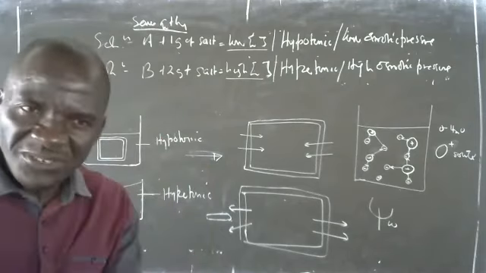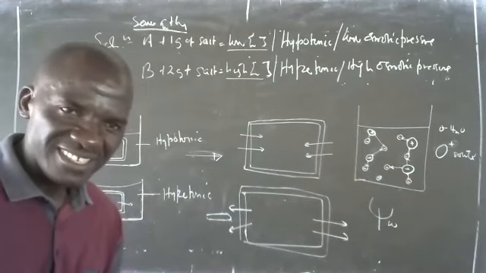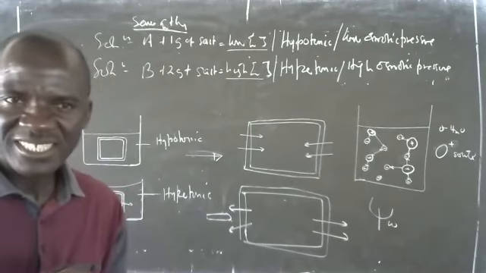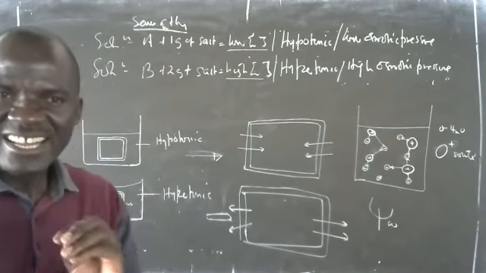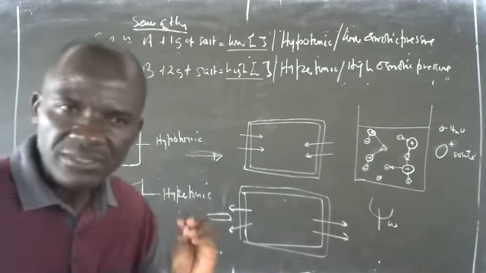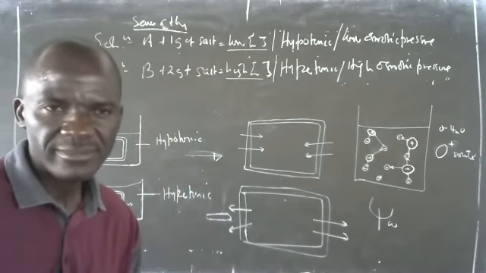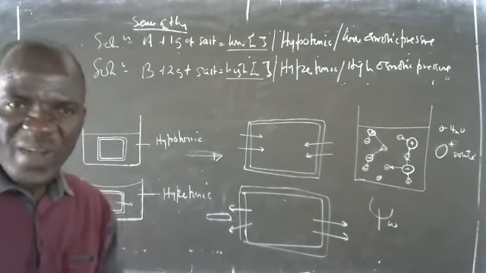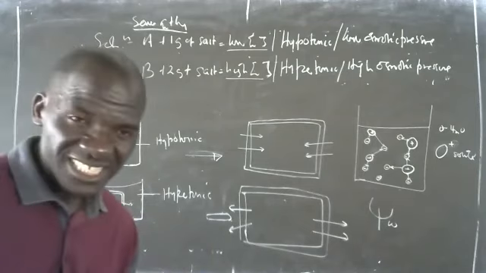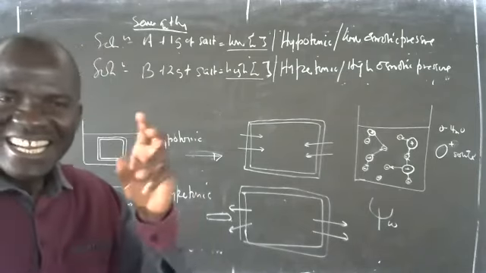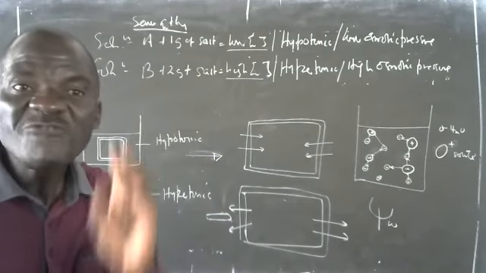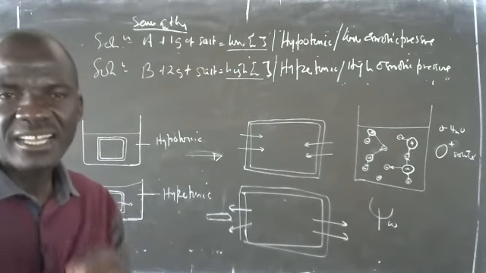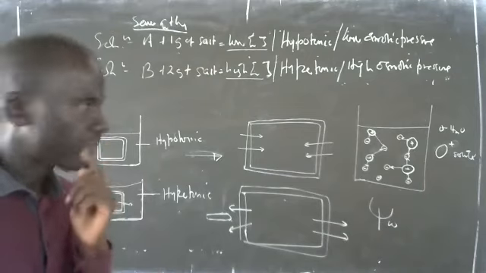The higher the solute dissolved, the lower the free water molecules, and then the lower the water potential. The fewer the solute dissolved, the more free water molecules there will be to move, and then the higher the water potential.